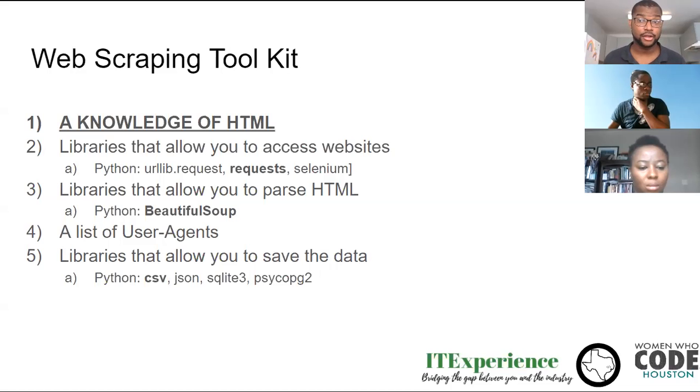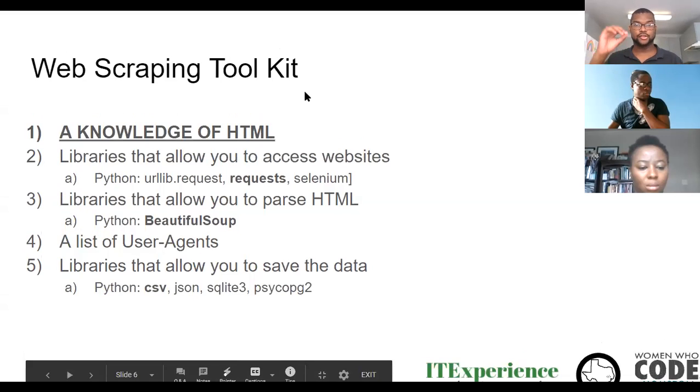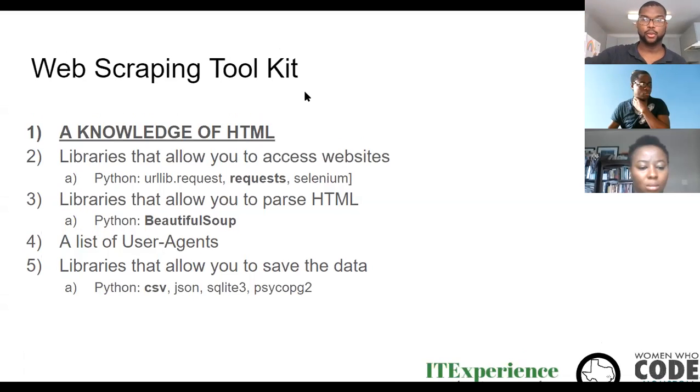Number 4 is not necessarily important, but it's something that's very helpful. You need to have a list of user agents. User agents are very helpful when you're scraping different websites, because some websites might block you if you constantly use the same user agent. In order to make your scraper look more human-like, you might switch the user agent. The user agent is essentially what is being sent to the web server from the web browser.